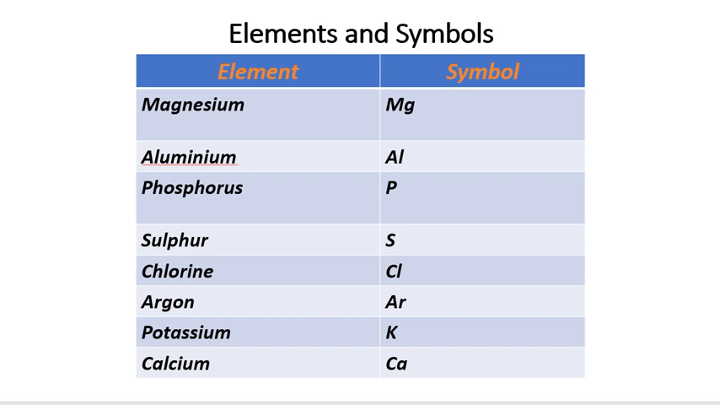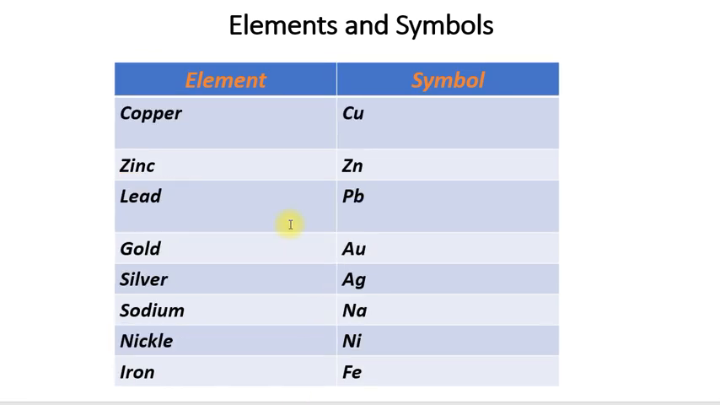There are some elements which have Latin names, so their symbol is from their Latin name. So this is K, not P, because P is used for phosphorus. So the symbol K is used for potassium, because its Latin name is different from potassium. So copper is capital Cu, zinc Zn, lead Pb. It is also different because its Latin name is different. Gold Au, silver Ag, sodium Na, nickel Ni, iron Fe. These are the symbols of different elements.